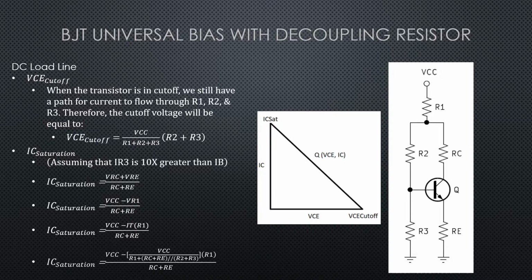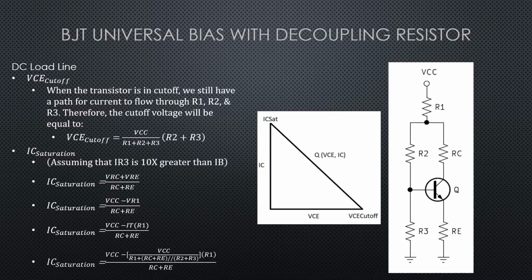Now, we've got our VCE and our IC, but we need to take a real close look at our VCE cutoff for this circuit because it's not going to be equal to VCC. So we know at cutoff our transistor is acting like an open. So there's no current flowing through the RC/RE branch of the circuit.